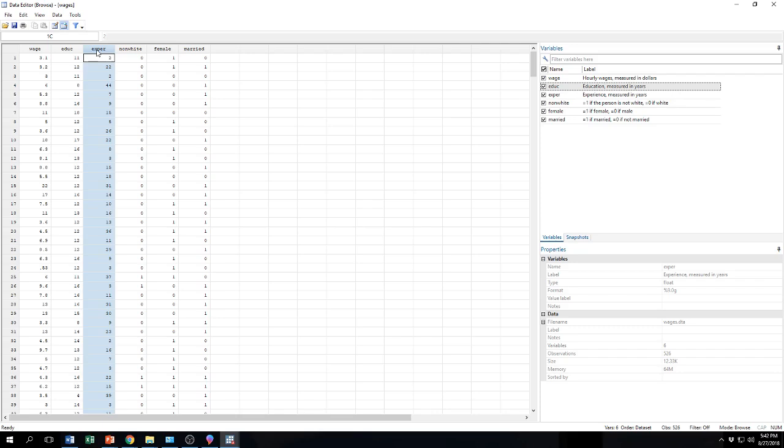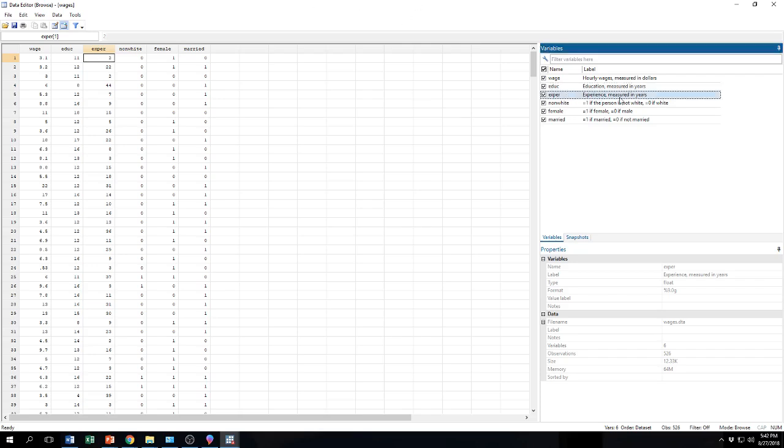What about experience? Experience, again, continuous variable. It could go anywhere from 0 to, theoretically, infinity. Experience, let's see, measured in years.